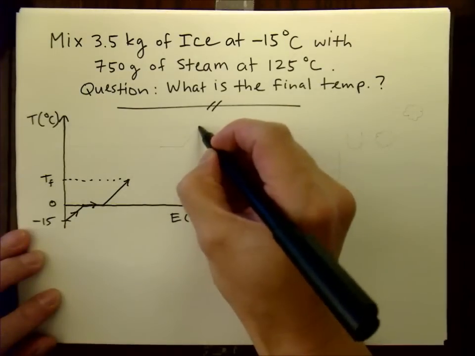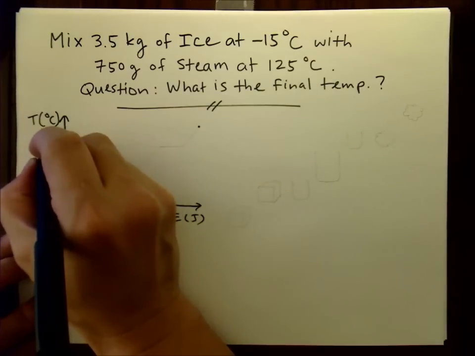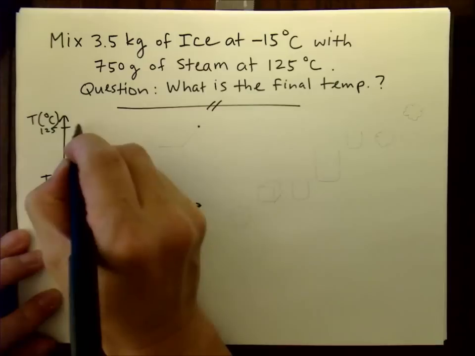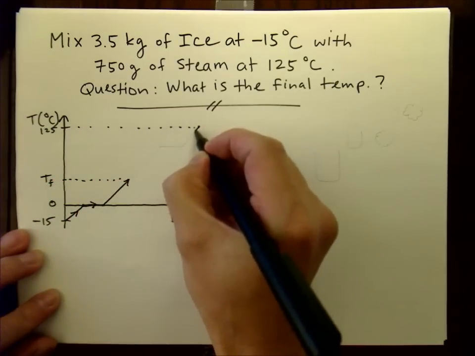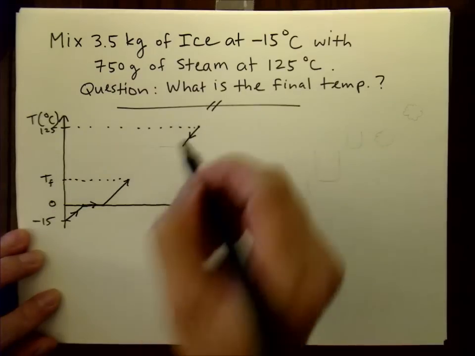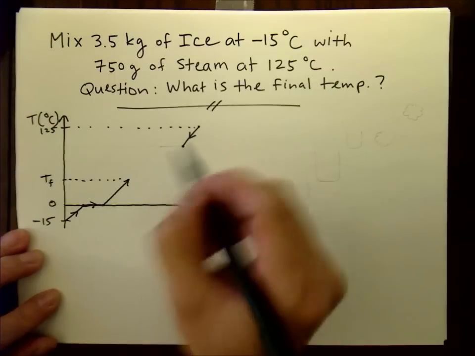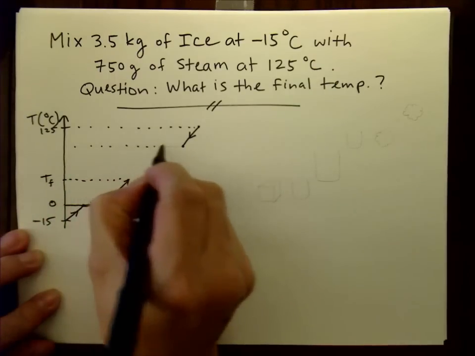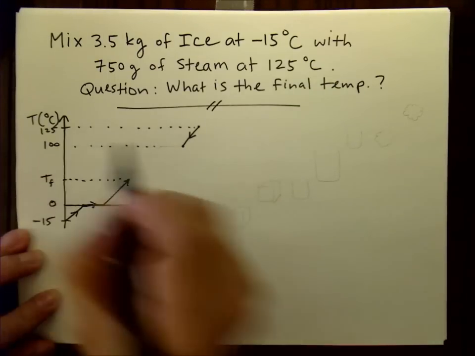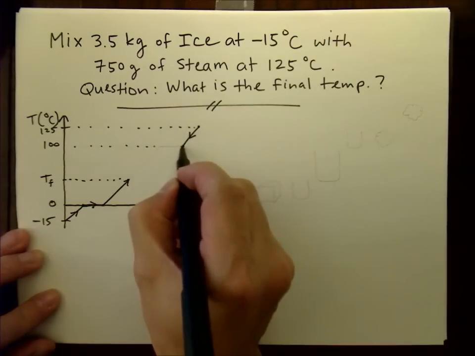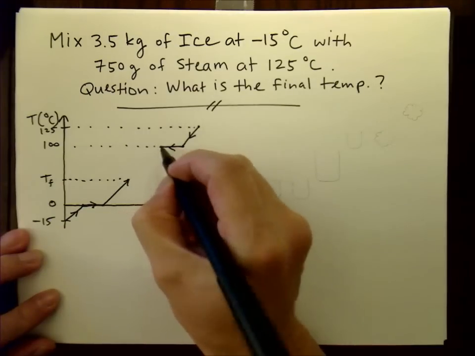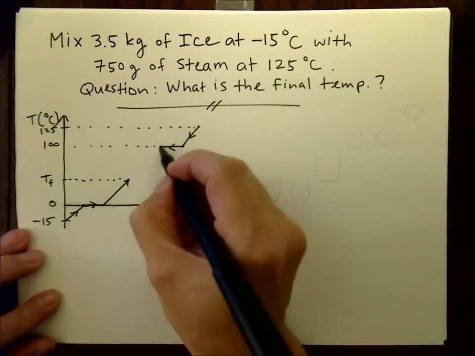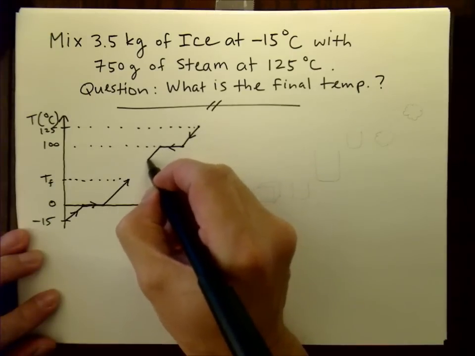If we start at the steam side of things, we know that it starts at 125 degrees Celsius. And as it meets the ice, it will start to cool. Once it reaches 100 degrees Celsius, however, it will start to condense. And as it condenses, it remains at 100 degrees Celsius until all the steam is condensed into liquid form, at which point then it can also drop in temperature.